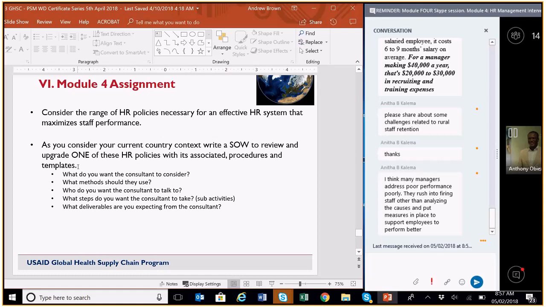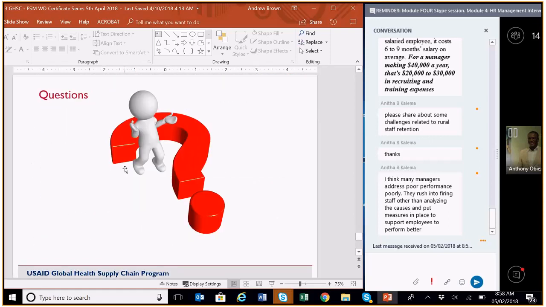As you prepare that scope of work, I want you to think about what you want the consultant to consider, what methods they should use, who you want them to talk to, what steps you want them to take, and what deliverables you want. So the idea here is that I want you to take one of these HR procedures that we've spoken about and think about, if you were going to review that procedure in your country, how would you do it? And a good way to do that is to prepare a scope of work. Now that scope of work could be actually given to yourself to do if you have a capacity development role in the country, or it might be something you want to outsource to someone else. But that is the particular assignment for this module.